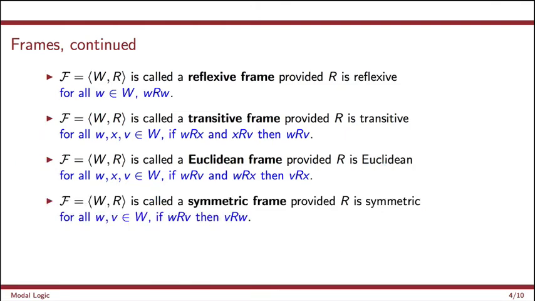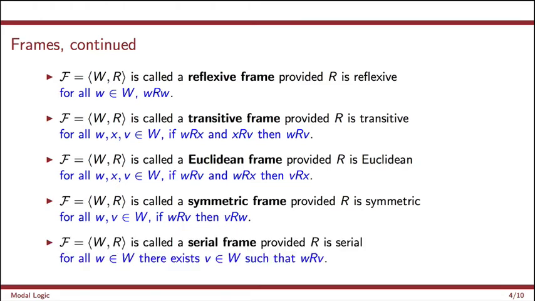Another property, a bit more common, symmetric. So a frame is symmetric if for any state W, if W can see a state V, then V has to be able to see the state W. So if W is related to V, then V is related to W. And finally, a frame is serial if for any state in the frame W, there must exist a state V such that W can see V. So there are no dead-end states in a serial frame.